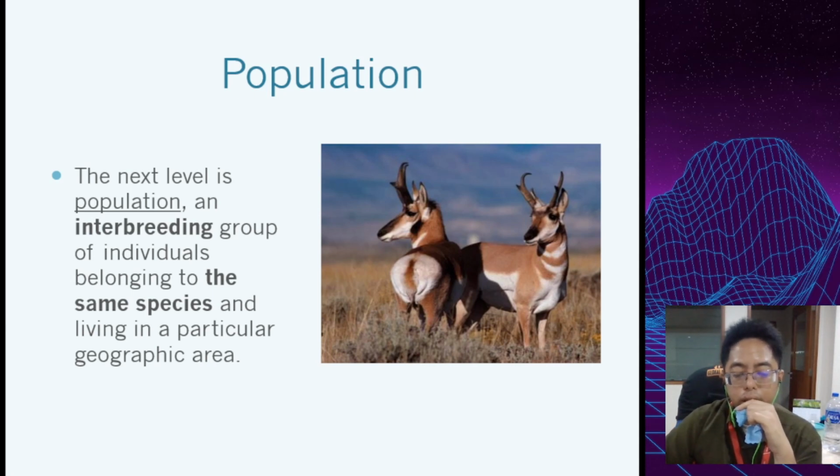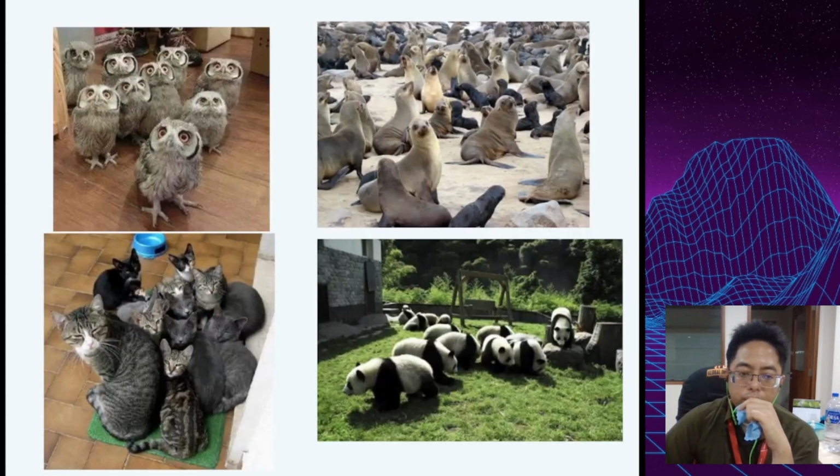Population. This is the next level. It is an interbreeding group of individuals belonging to the same species living in a particular geographic area. So here are many different populations: population of owls, seals, cats, and pandas.